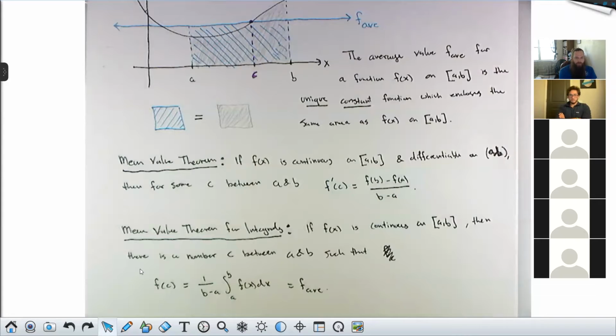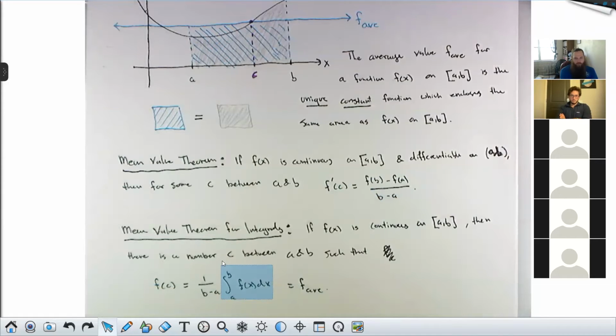You can kind of see how this piece is similar to this piece. If you were to somehow differentiate through this with respect to c, or replace some of these constants by variables, differentiate and then plug in c, over here you have an f of c, where over here you have an f prime. You've got a 1 over b minus a, you've got a 1 over b minus a.